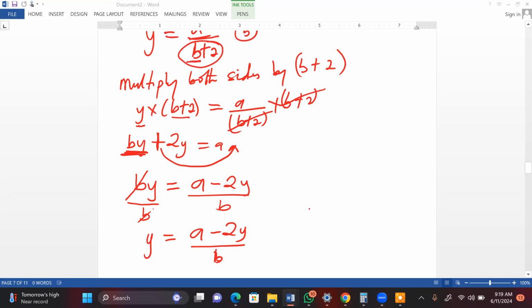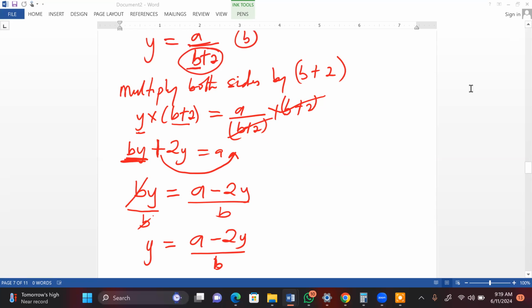So the process of this one is a bit long, right? Yes. And I want to ask a question. Ask. You know, when they said y equal to A over B plus 2, okay, I felt that I was supposed to make B the subject of the formula.